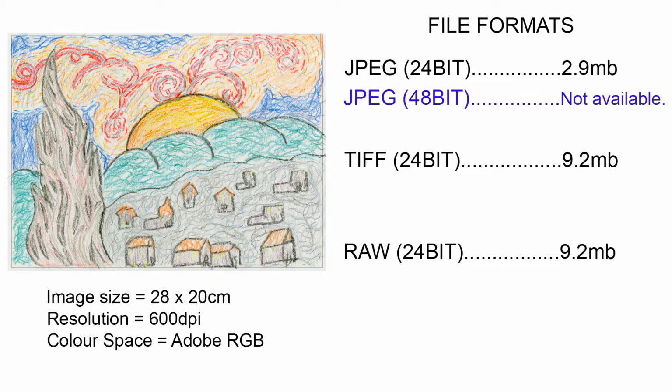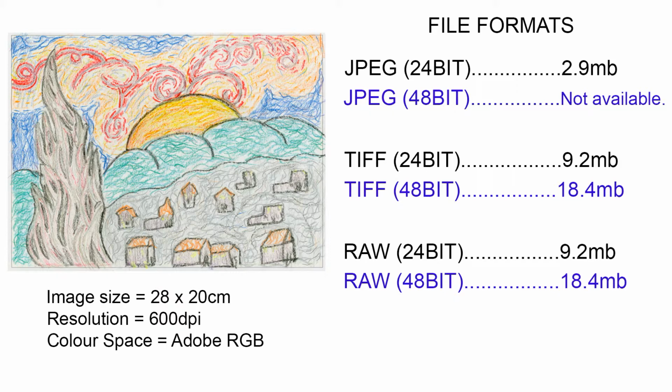If we now increase the bit depth to 48-bit, first thing that you can see here is that it's not suited for JPEG. Although the scanner was set to 48-bit, JPEG doesn't process that and it automatically reverts it back to the 24-bit. This isn't a problem for the TIFF and the RAW. As you can now see, it's now about 18 megabytes for each image.